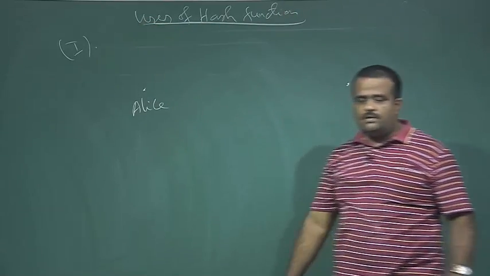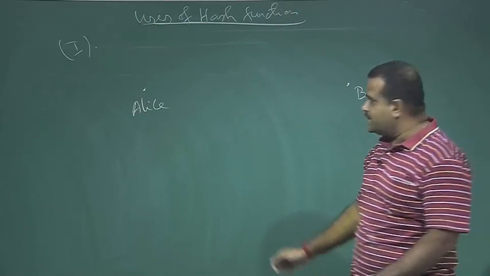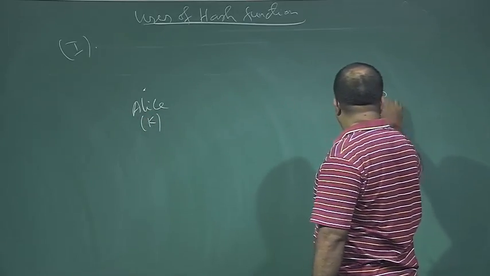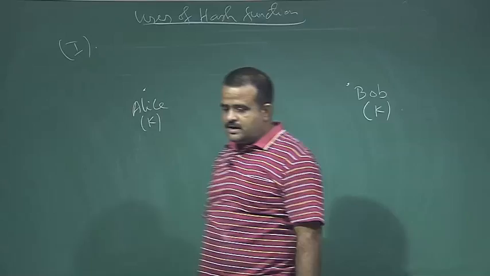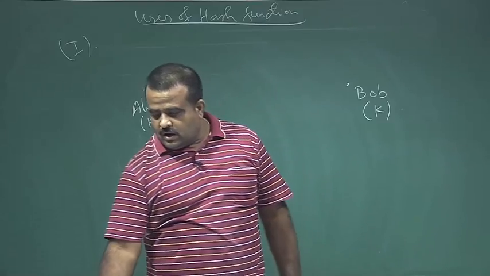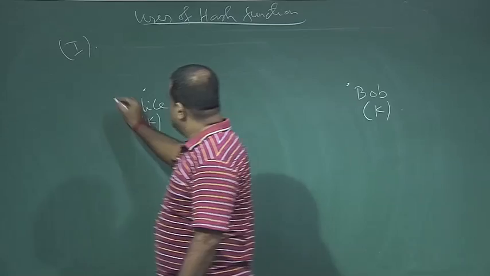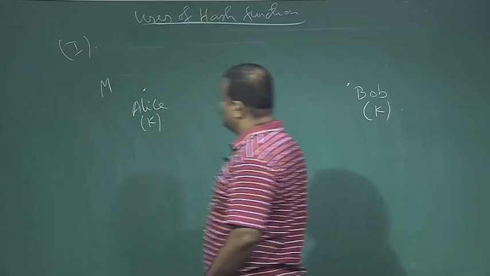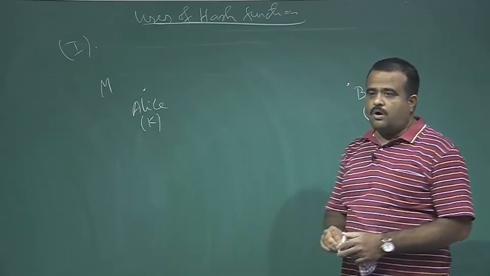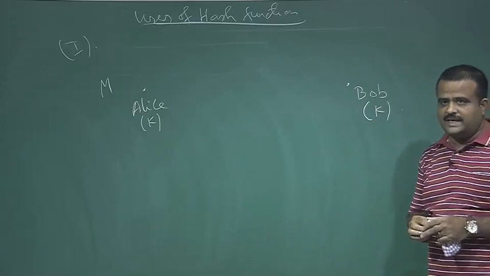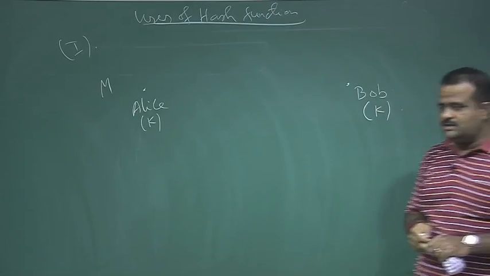Alice and Bob are in a symmetric key setup, say. So they have a common symmetric key K, and they want to authenticate. Alice has a big message M which she wants to send to Bob, and Bob has to ensure that the message is really coming from Alice. That is what authentication is.